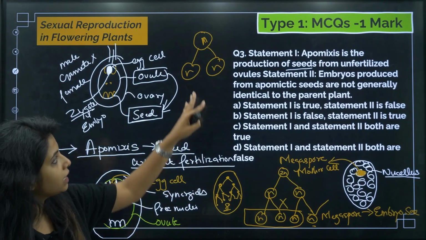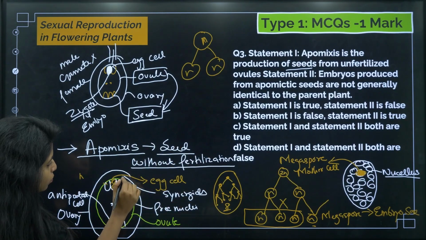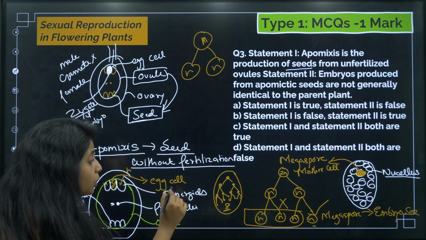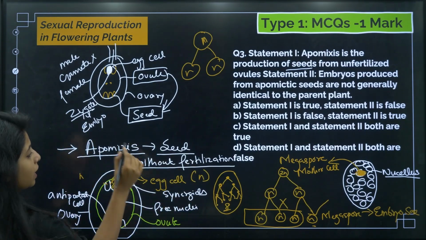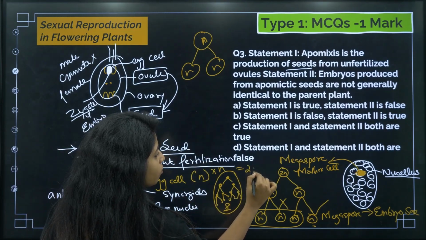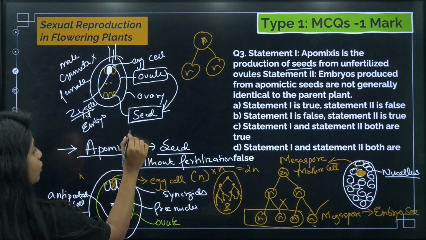So usually it happens like this. All of them should have n number of chromosomes, agree? Including the egg cell. And now when the pollen grain comes with the male gamete, which also has n, n and n come together and form 2n. Everything is all cool. But this is not normal in the case of apomixis.